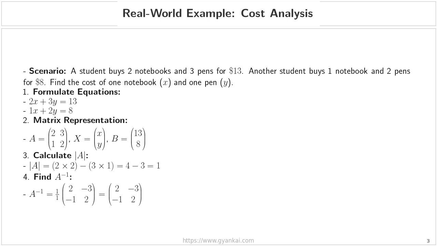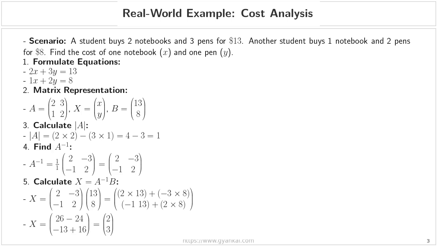We swap the elements on the main diagonal and change the signs of the other two elements. Since our determinant is 1, the inverse matrix is simply 2, -3 in the first row and -1, 2 in the second row. Finally, we calculate X by multiplying the inverse matrix A by matrix B.